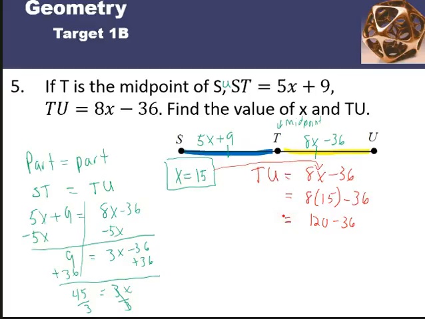Now 120 minus 20 is 100, and then we have 16 left to subtract, so 100 minus 16 is 84. So I believe that TU is 84. Now I can check that by plugging in 15 over here. So 5 times 15 is 75, and 75 plus 9 is 84, minus 1 is 84. Yeah, 84. So 84 is correct for TU, because ST is also 84, and the two pieces have to be equal.